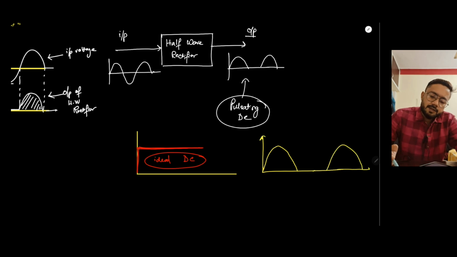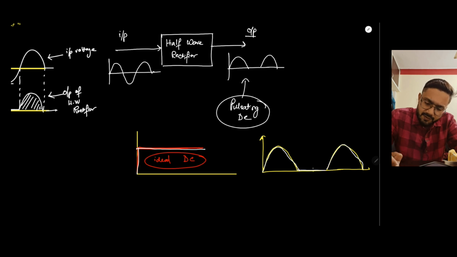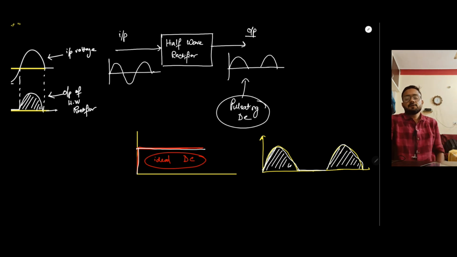Obviously, this is also DC, but it's not up to our expectation, right? Our expectation is that the output should look like this, an ideal DC. But instead, we are getting some pulsating DC. That is, we have some kind of ripples here. So with a half wave rectifier, this kind of ripples will be there.